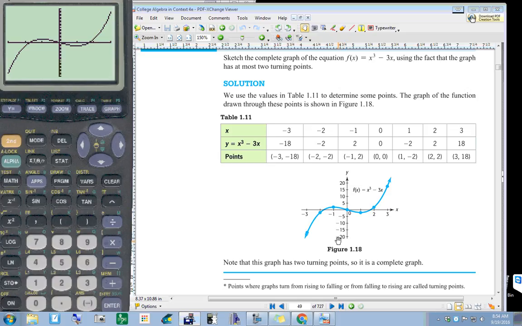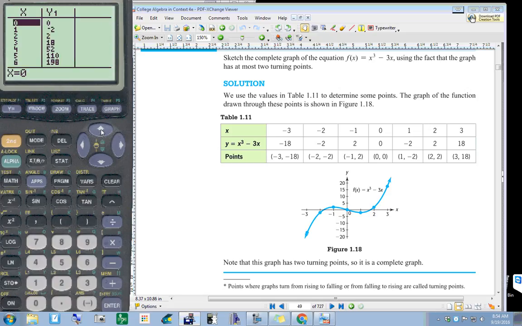And how in the world do you translate this onto graph paper for yourself? You still need coordinates. If you hit second and then table, you can scroll through this up and down as you need to, and you'll notice that they give you coordinates. So I've got x = -3, y = -18; x = -2, y = -2. It's just like what they've got here in the table. So if I hit second graph, it takes me to the table. It gives me all of this information that I need so that I can plot those points.